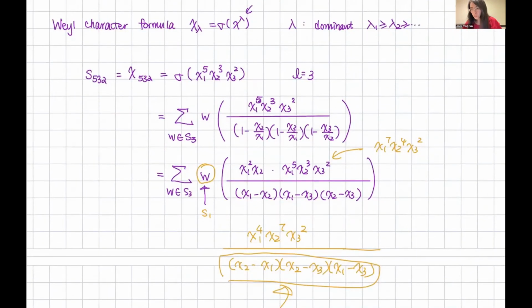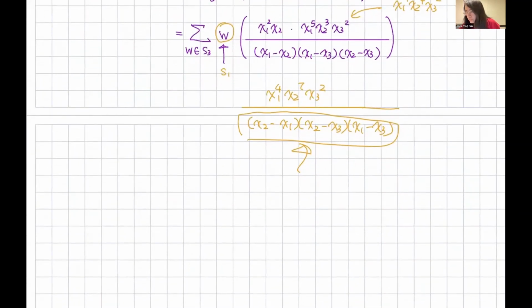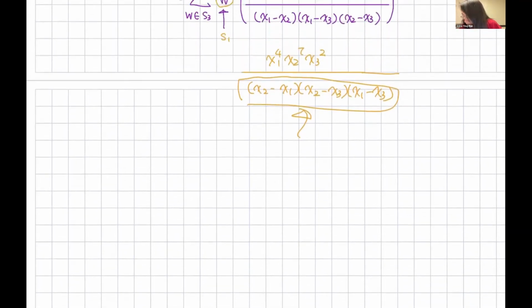So that is one example. Now let me give you another example. The next example that I want to give you is the Hall-Littlewood symmetrization formula. So how do we create Hall-Littlewood with the cat? Okay. So here it is. So that's the Hall-Littlewood symmetrization.